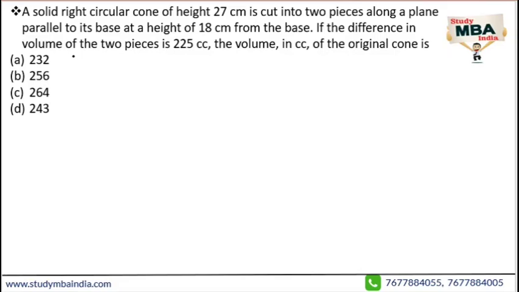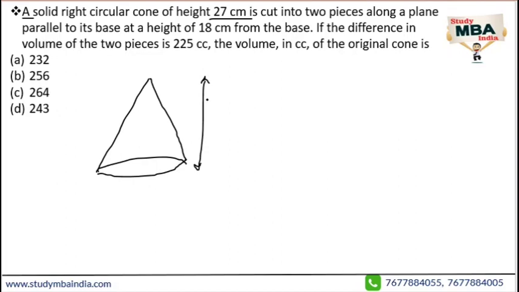This is the last question of slot 1, which is question number 26. The question says: a solid right circular cone of height 27 centimeters. So the height of the cone is given, which is 27 centimeters. Let's say this is the cone, and the total height is 27 centimeters. It is cut into two pieces along a plane parallel to its base at a height of 18 centimeters from the base.